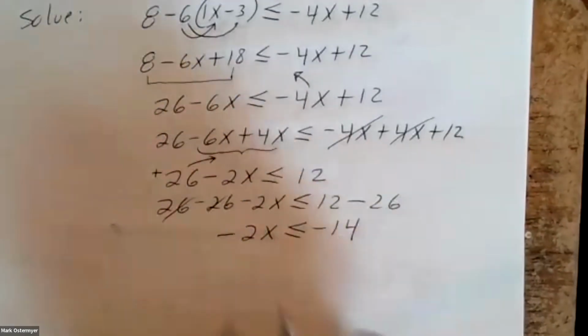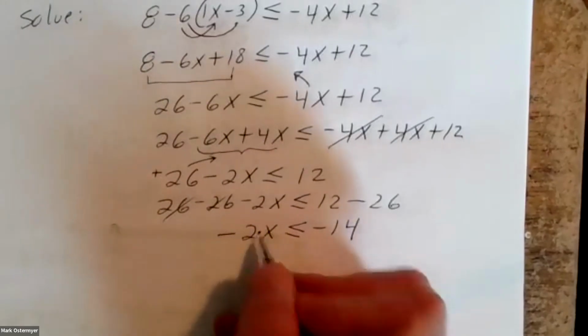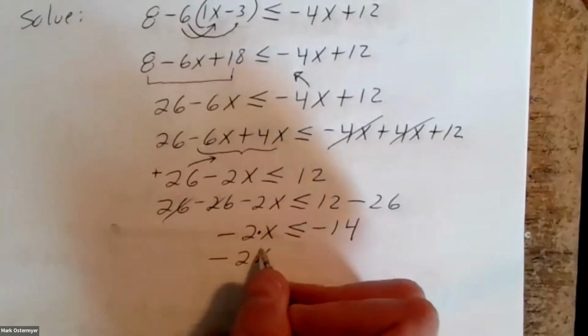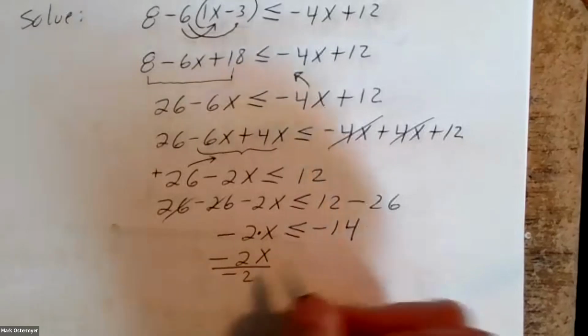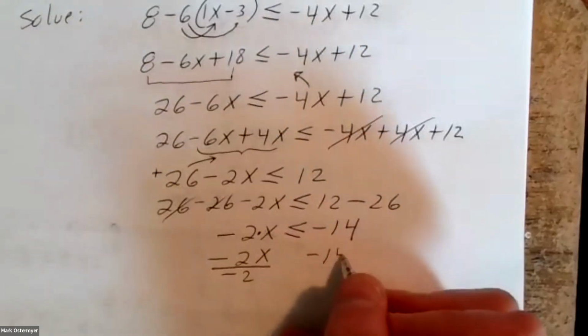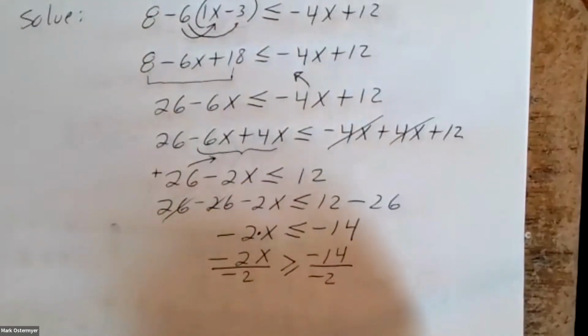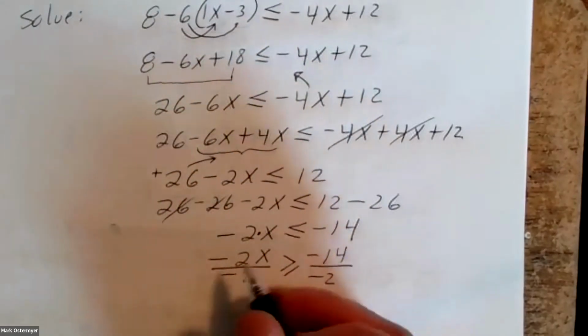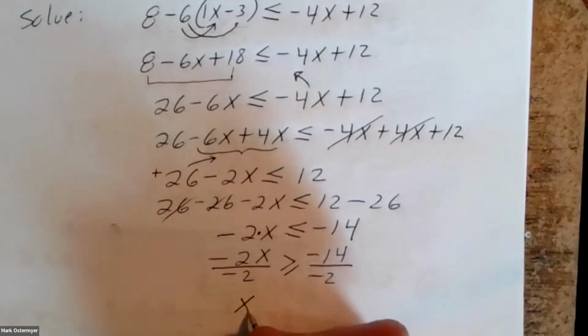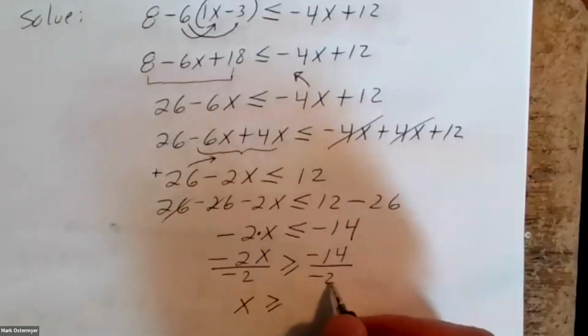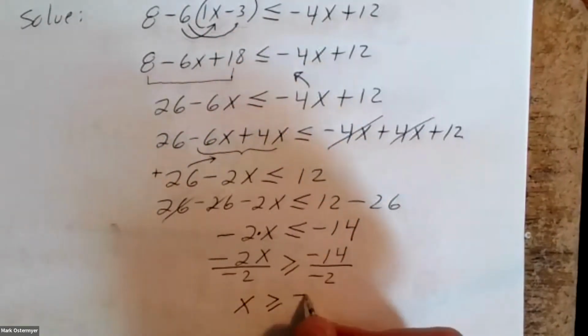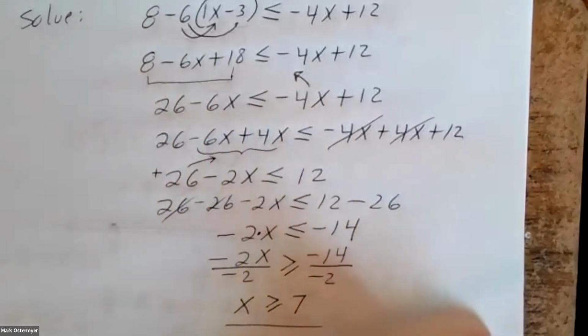Finally, ladies and gentlemen, to get x all by itself, we have to divide both sides of the inequality by a -2. Ding, ding, ding, ding. Because we're dividing both sides by a negative, we must flip the inequality around. -2x divided by -2 reduces down to x. X is greater than or equal to -14 divided by -2, which reduces down to 7. You are looking at your solution set.